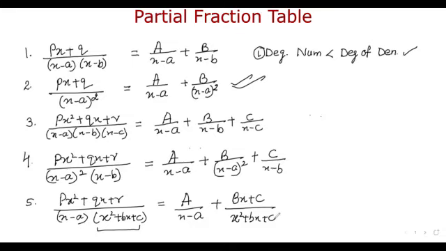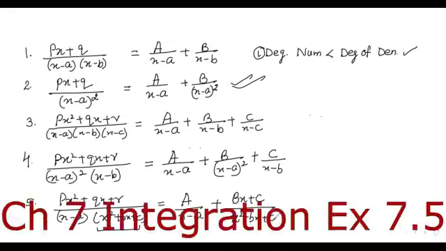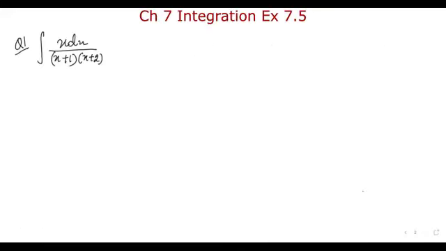So let us now start with the exercise. In this question, we have two factors in the denominator. That means it is very clear that we can apply the partial fraction. So to apply the partial fraction, this is the very first form which I have just discussed before the exercise. So the partial fraction will be very simple: A upon first factor plus B upon second factor.